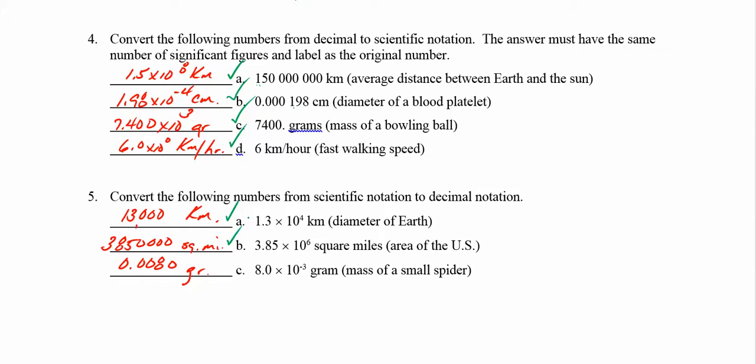And finally, letter C. We've got 8.0 times 10 to the negative 3 grams. This is the mass of a small spider. And what I'm going to do is start right here with the 8, and move the decimal place over 3 places to the left. So 1, 2, 3. That gives me 0.08. Remember, that 0 was significant, so I'll leave the 0 here. My answer will be 0.0080 grams. That's the mass of a small spider.